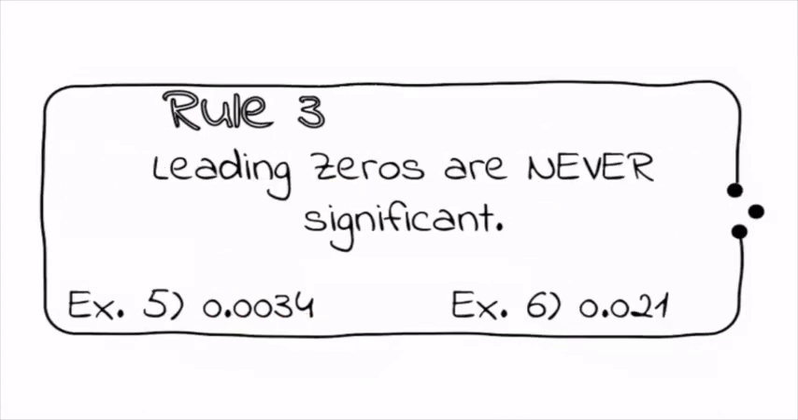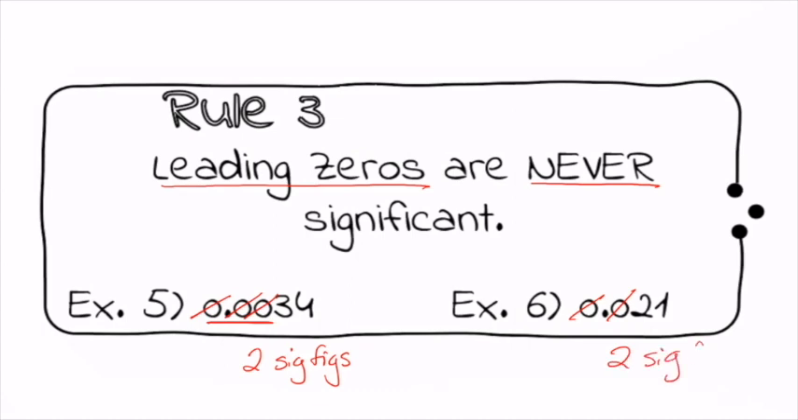Rule 3, leading zeros are never significant. So if there's a 0 in front, those are never going to be significant. So this number just has 2 significant figures. So these leading zeros, they're just there for a placeholder. So we have 2, and this number also.